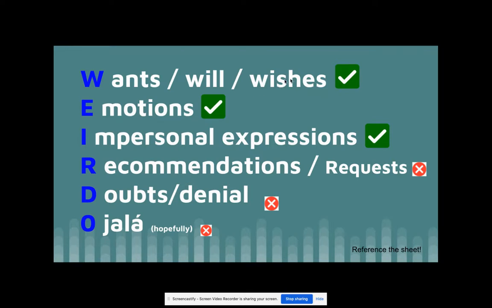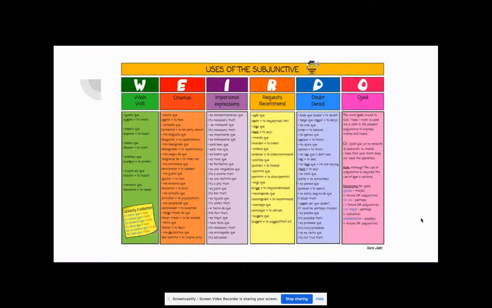Wants, wishes, wills, desires, emotions, like I fear that, it makes me happy that, and impersonal expressions using it is, like it is good that, or it is important that, or it is ridiculous that. Okay, now you can use recommendations or doubts. I doubt that, I refuse that, or the phrase hopefully, but we will not be learning them in this chapter because the subjunctive is such an extensive grammar topic that we're just going to narrow it down.